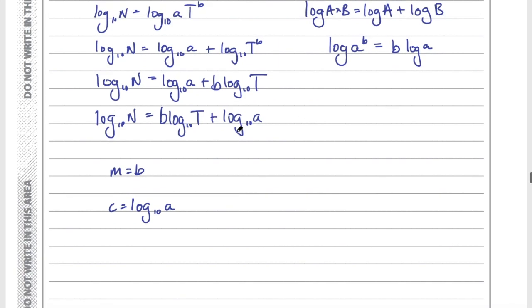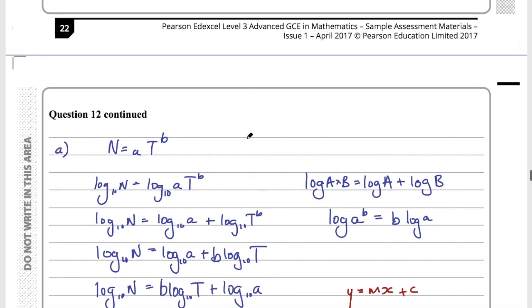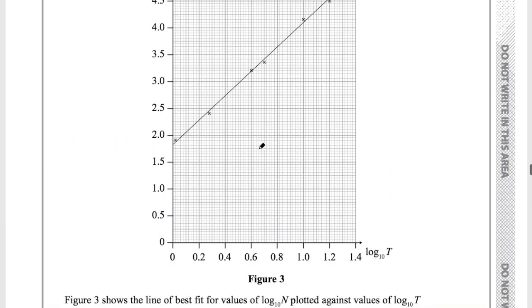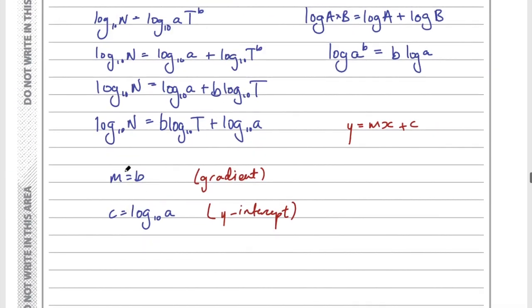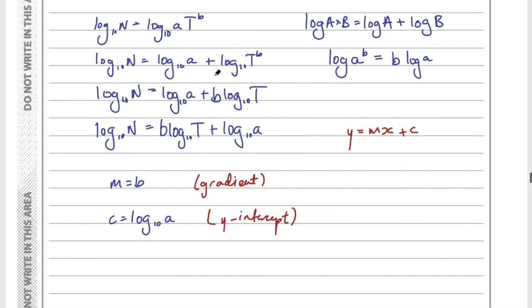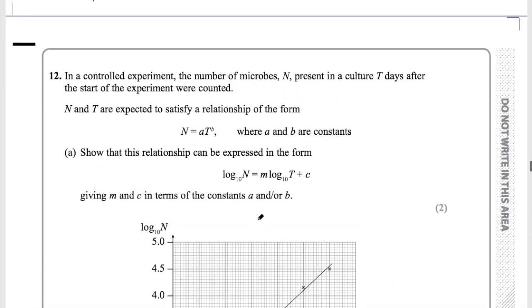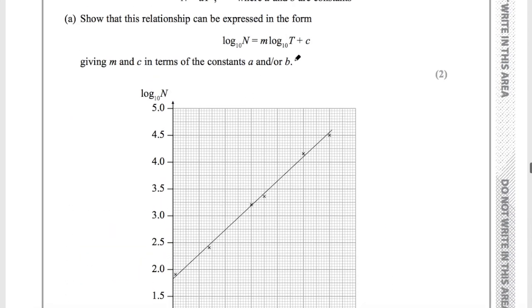And you notice that this is kind of in the form of a classic linear equation where y equals mx plus c. So m is kind of the gradient and c is the y-intercept. So this is a way of finding an equation for this line where we can have the gradient and the y-intercept. Okay, so that's part A. We've now written it in that form and we've found m and c.